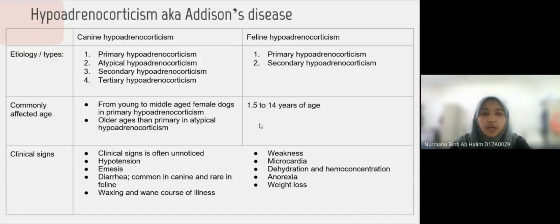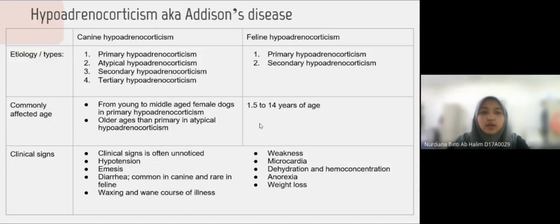Primary hypoadrenocorticism results from immune-mediated destruction of all three adrenal cortical layers, which results in inadequate secretion of both mineralocorticoids and glucocorticoids. Secondary hypoadrenocorticism is due to failure of the pituitary gland to secrete adrenocorticotropic hormone, resulting in severe atrophy of the zona fasciculata and also zona reticularis with an intact zona glomerulosa. Tertiary hypoadrenocorticism is due to hypothalamic disorders that cause disruption to corticotropin releasing hormone.